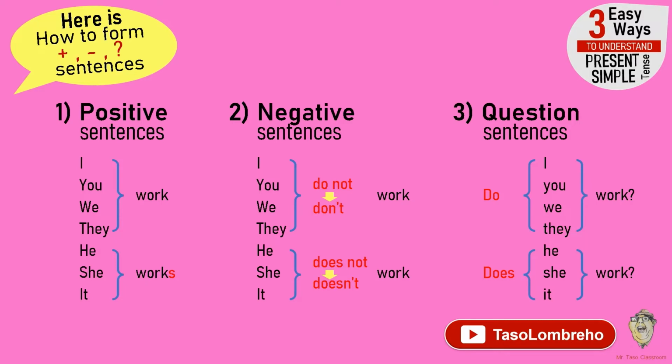In many cases, native speakers of English will prefer to contract the sound of do not and does not to make it easier to say. So don't, instead of do not. I don't work, you don't work, we don't work, they don't work. He doesn't work, she doesn't work, and it doesn't work.